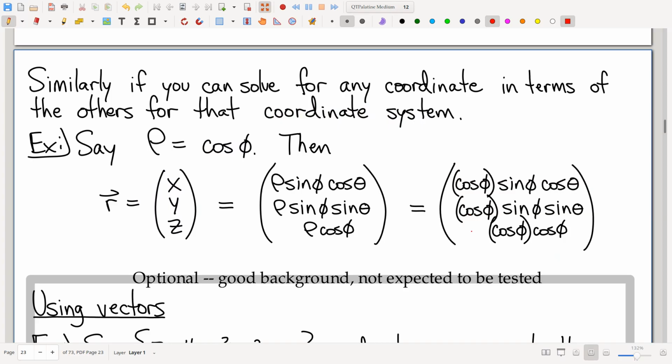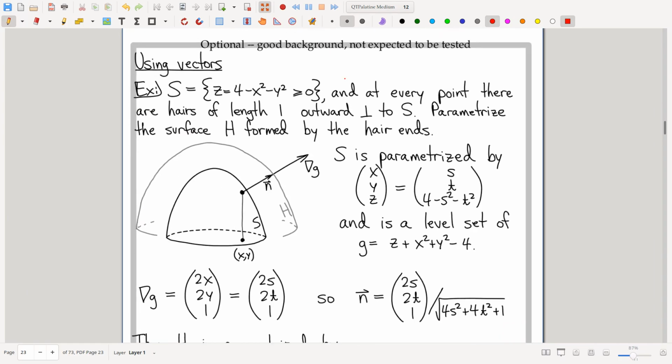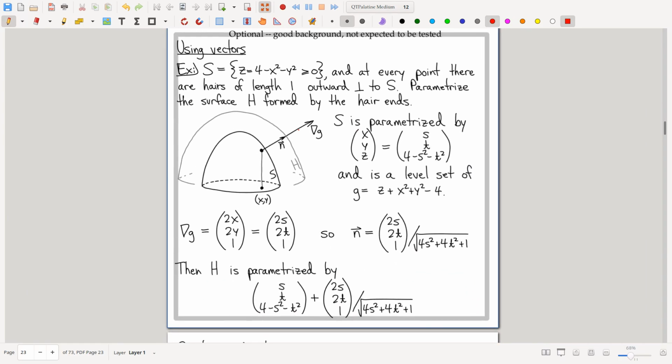Okay, this next example, we're gonna skip. You're not responsible for it. The reason I put this in here in the notes is, when time permits, I like to go through it. It's a nice exercise. It's kind of a surface analog of the bicycle wheel example.